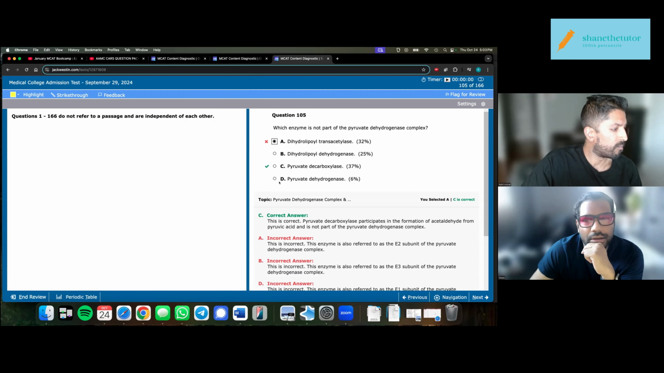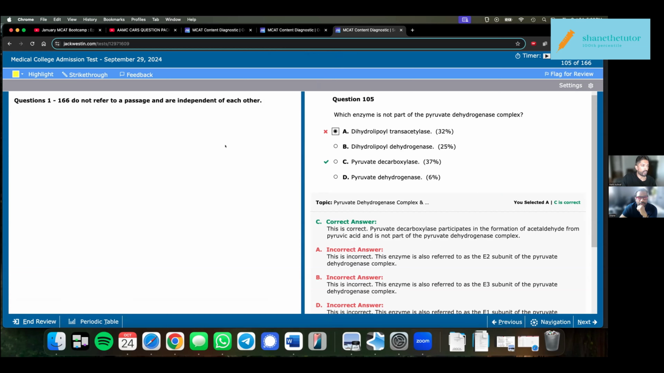One thing I need to start doing is just looking at these metabolic pathways every day. I feel like that's just easy points. Yeah, it can get kind of annoying because they could ask you literally anything.